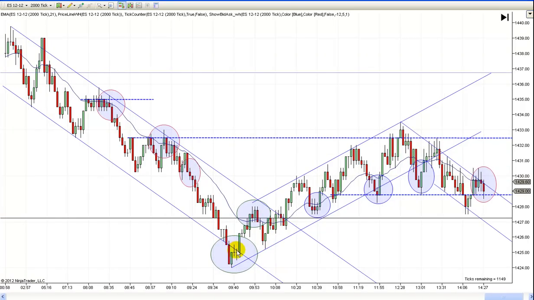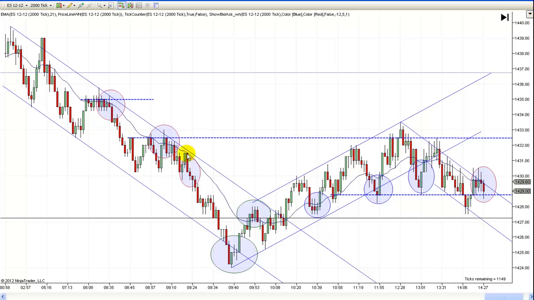And we worked our way back to that area and then reversed. And there was a possible long right there, but now you're close enough to this trend channel and the EMA that that was really a risky long, so I didn't mark it. But there was another short right here.